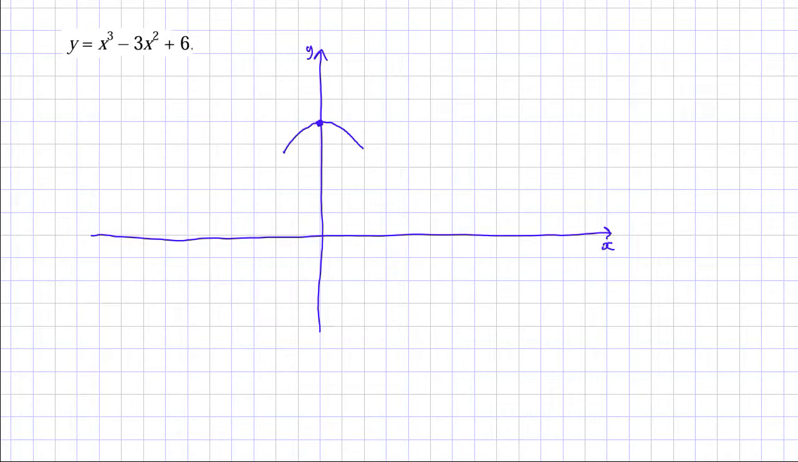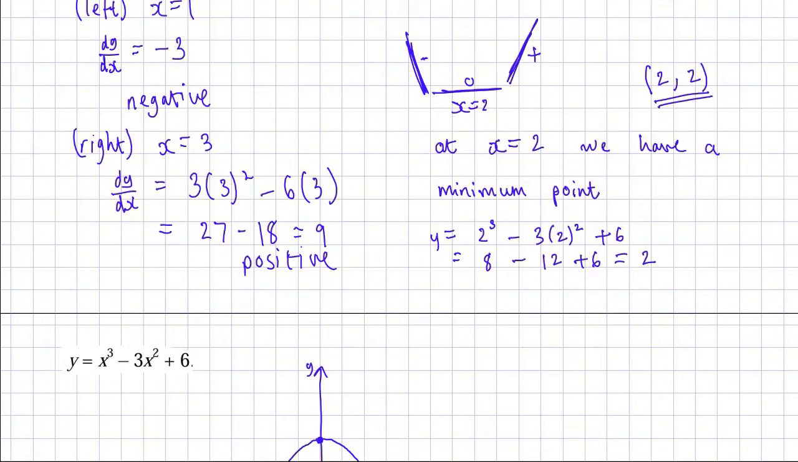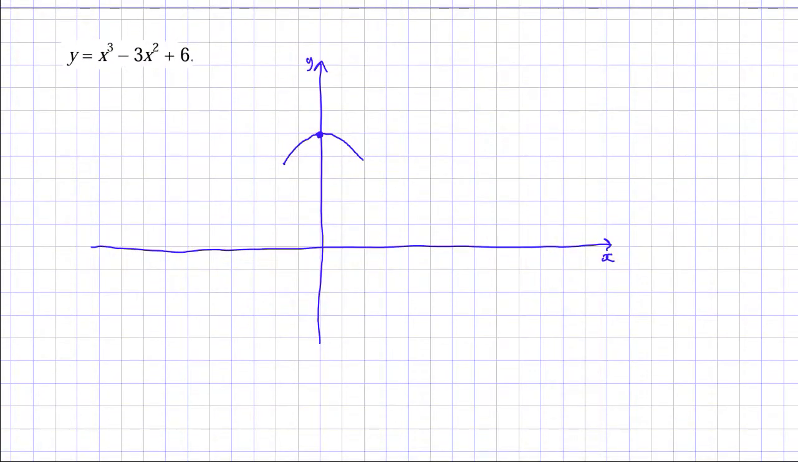And the other point I know is this point here, (2, 2), and I'm going to have a minimum point there. So a minimum point at (2, 2). Let's say the point (2, 2) is around here. So this is the point (2, 2), and that was the point (0, 6). At this point here I'm going to have a minimum point, so it's going to have positive gradient leaving it. I can see that it approaches like that, and then it leaves it like that. And also, because it's a cubic curve, it's going to come through like that.